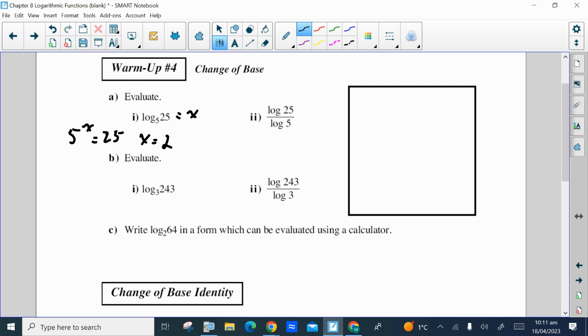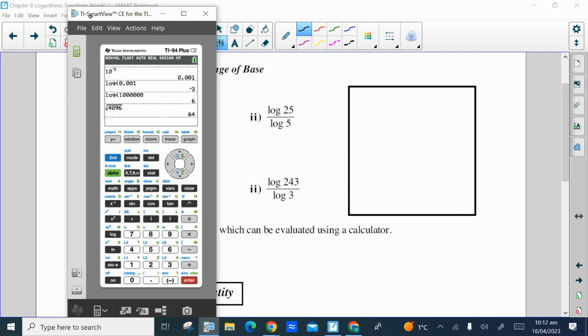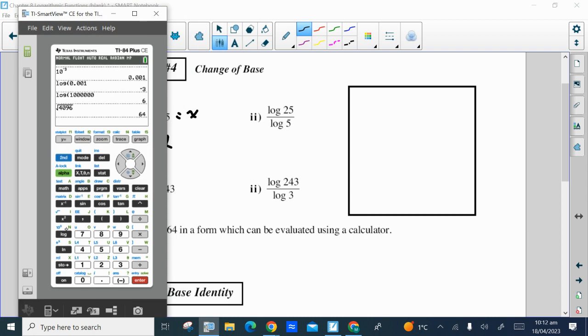Then it asks us to evaluate log of 25 divided by log 5. For those two logs, there is no base indicated, which means it's base 10, which means we can use our calculator to evaluate that. We can take the log of 25. Now, when you do this, you have to close the brackets after the 25, so it only takes the log of 25 and divides that by the log of 5. And when you do that, you also get an answer of 2.